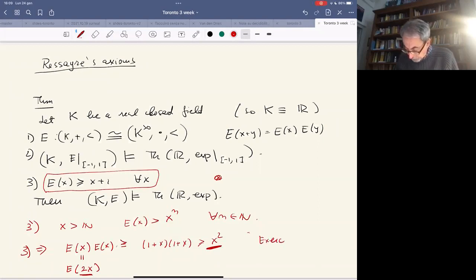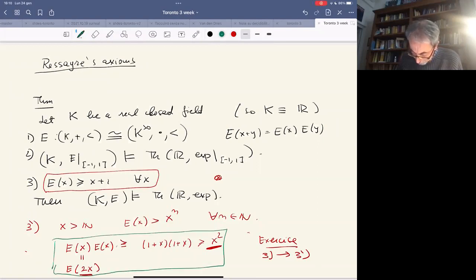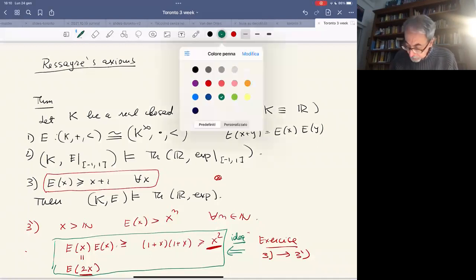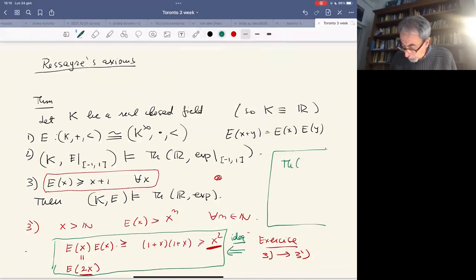So exercise: 3 implies 3 prime using this idea. The reason I prefer 3 is that it's a single axiom instead of a scheme of axioms. So this shows that the theory of global exp is finitely axiomatized over the theory of restricted exp.